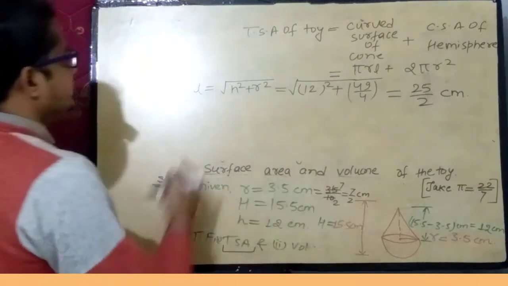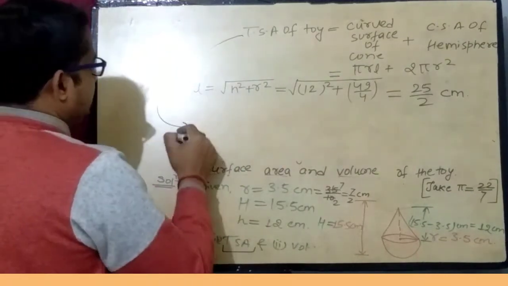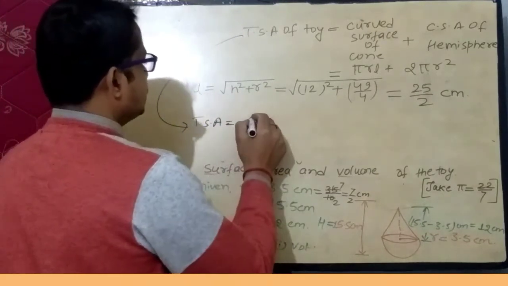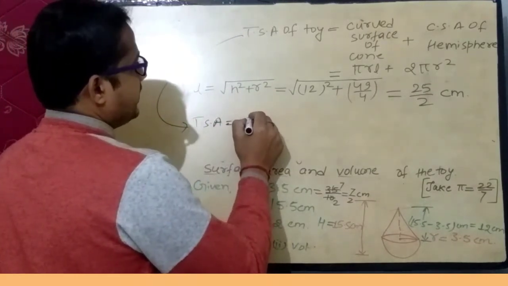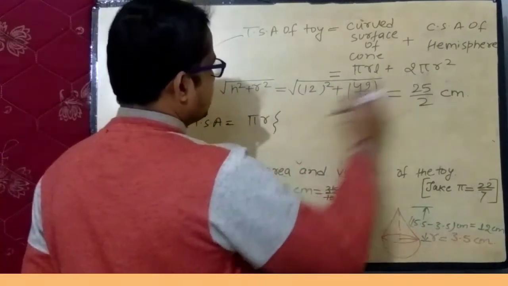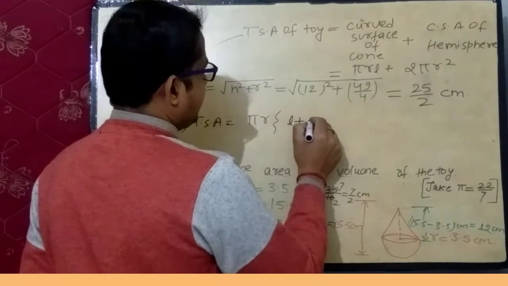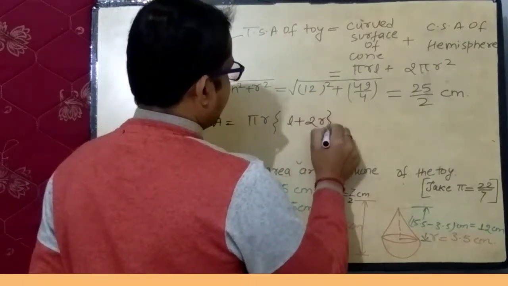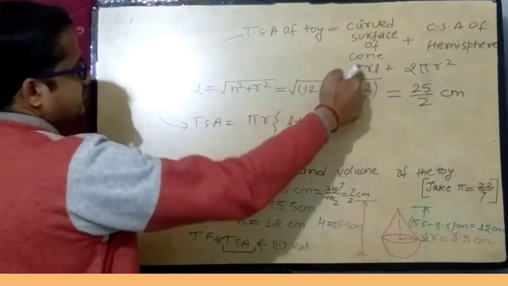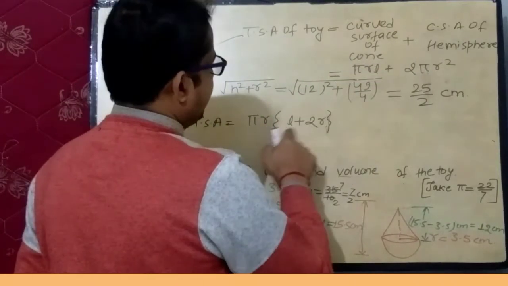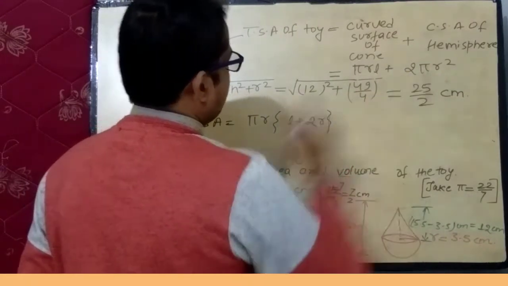Now put all values in this formula and you will get TSA equals pi R L plus pi R squared. Pi and R are common, so take pi R common from these two terms. L add up to R. What will remain? Pi R is taken common from both terms, so pi R bracket L plus R.